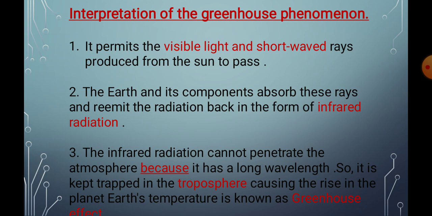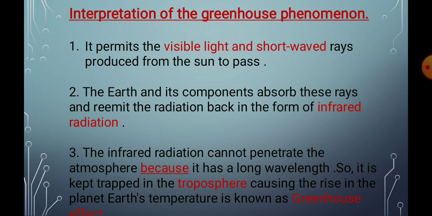And don't forget that it permits the visible light and the short-waved rays produced from the sun to pass. Then the Earth and its components absorb these rays and re-emit the radiation back in the form of infrared rays, or infrared radiation. So the infrared radiation can't penetrate the atmosphere because it has long wavelengths. So it keeps trapped in the troposphere, causing the rise in the planet Earth's temperature, which is known as the greenhouse effect.